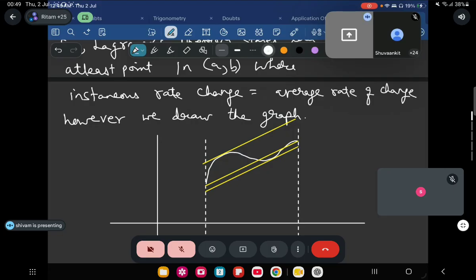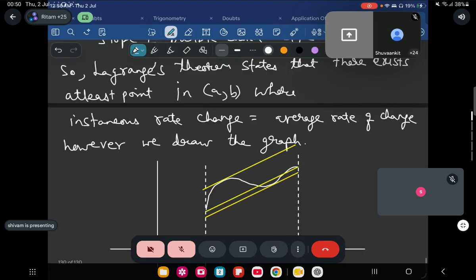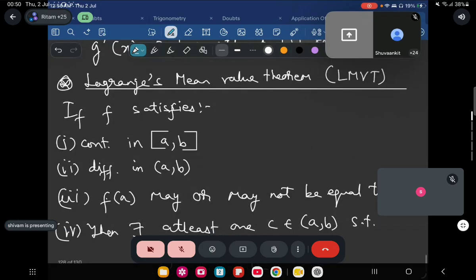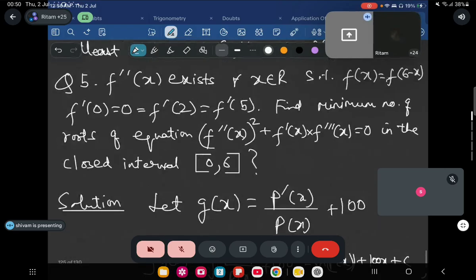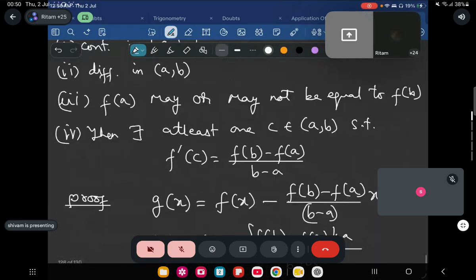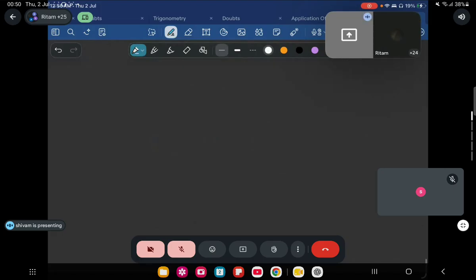So everyone, let us do some problems. Question number. Sir, I have school tomorrow. Oh, you have school tomorrow. Yes. Okay, Ritam, then this is the last one. Okay, sir. Last one. Okay, let us do this last one. Next day we'll do Cauchy's theorem.